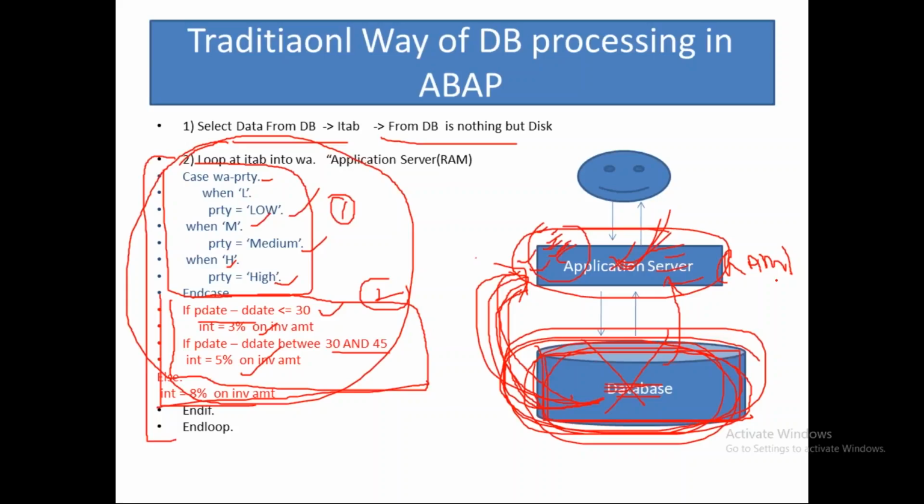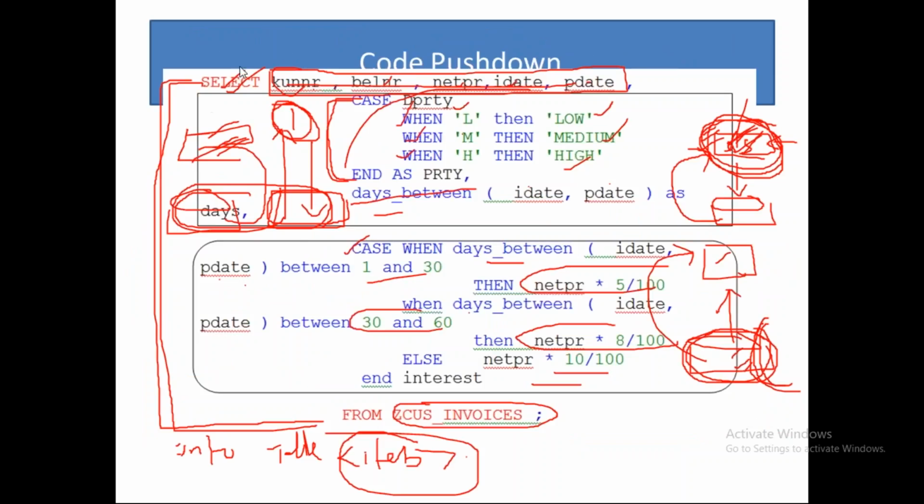Earlier the calculations were happening there, and now the calculations are happening here. This is what we call code push down. We are pushing your code down by one layer. Don't worry. This is what we call code push down.